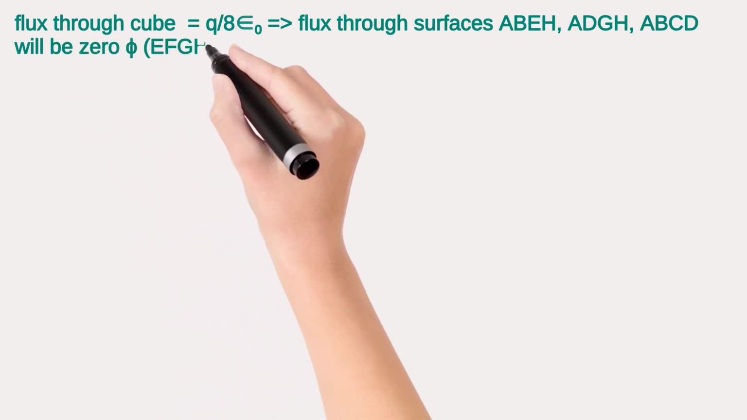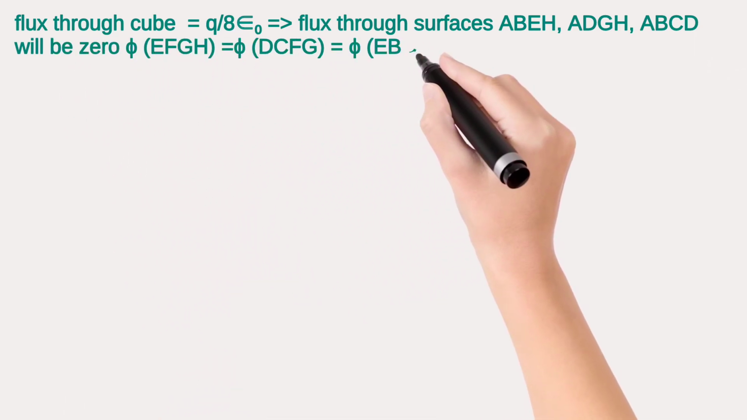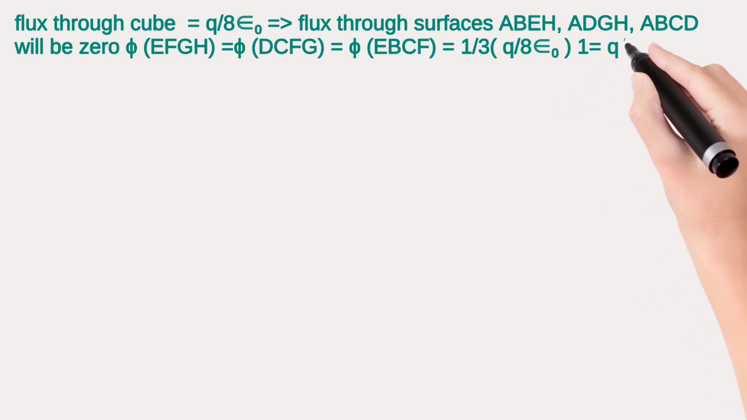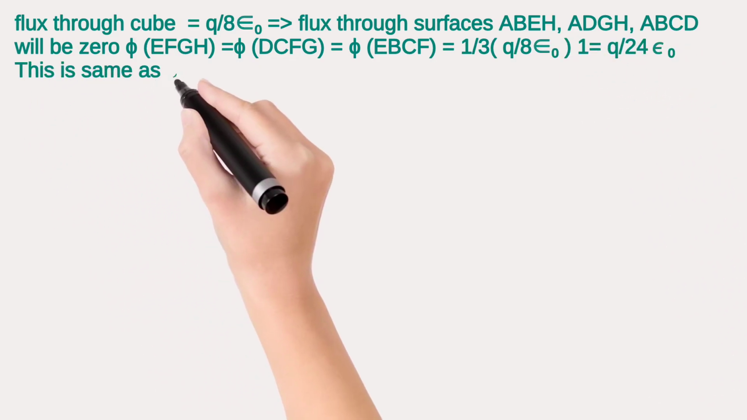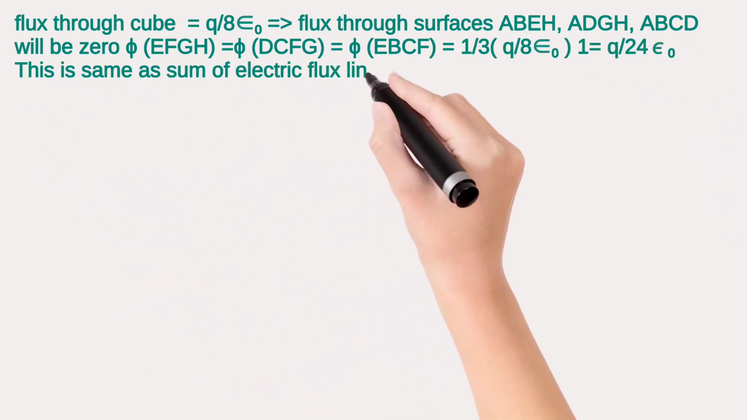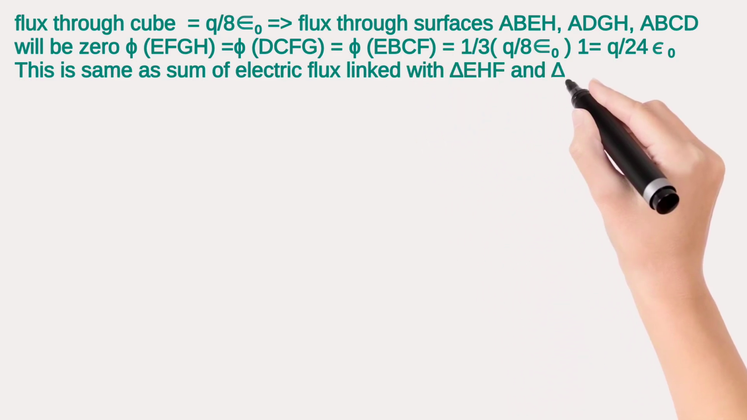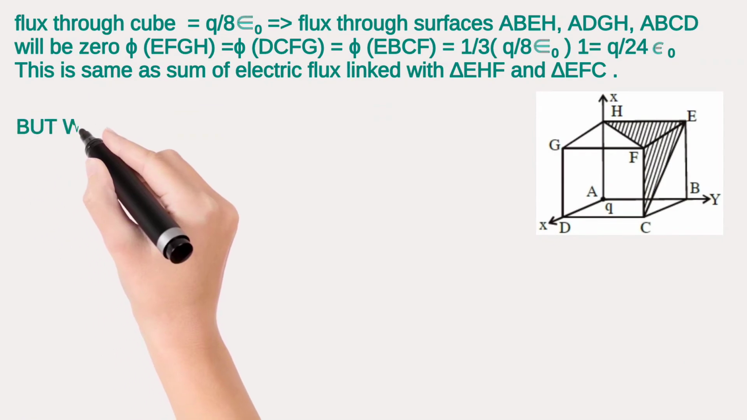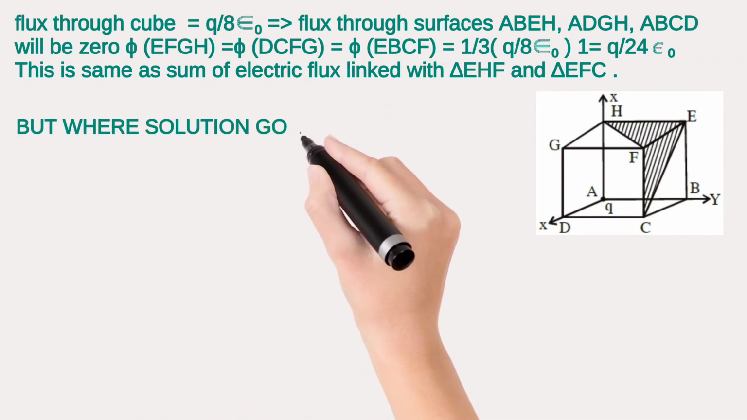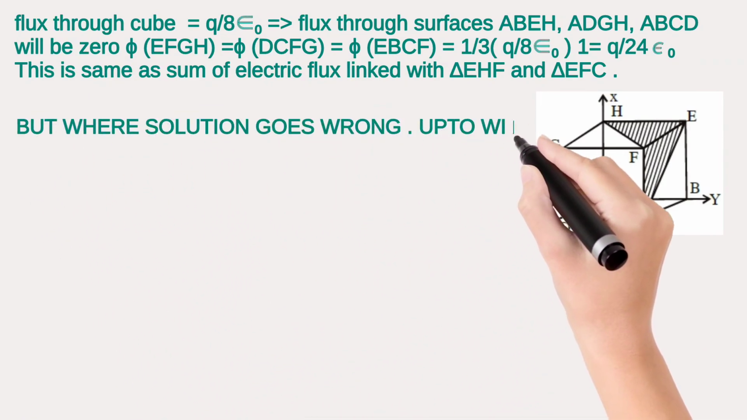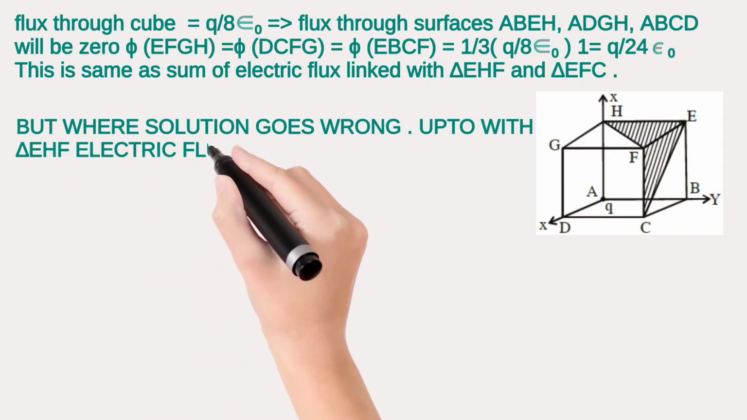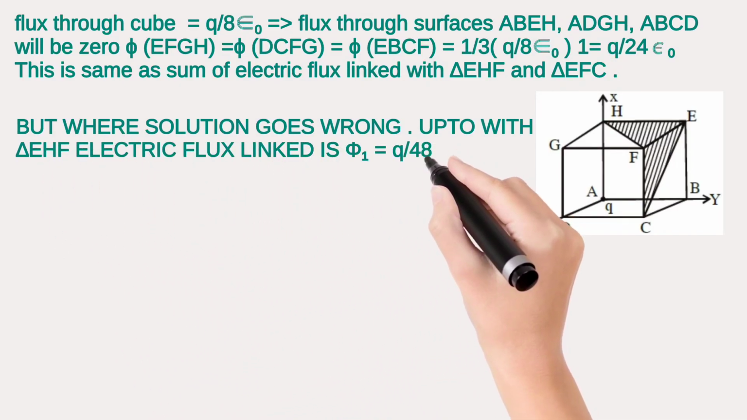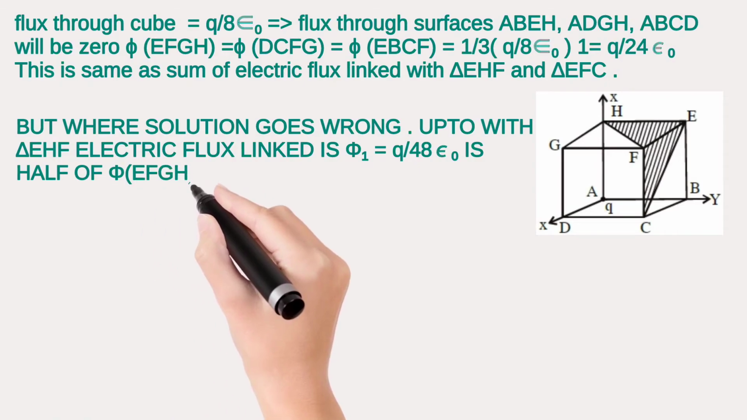Flux through the surfaces ABEH, ADGH and ABCD will be 0, while through EFGH, DCFG and EBCF it is 1/3 of Q by 8 epsilon naught, that is equal to how much? Q by 24 epsilon naught. This is the same as the sum of the electric flux linked with triangle EHF and triangle EFC.